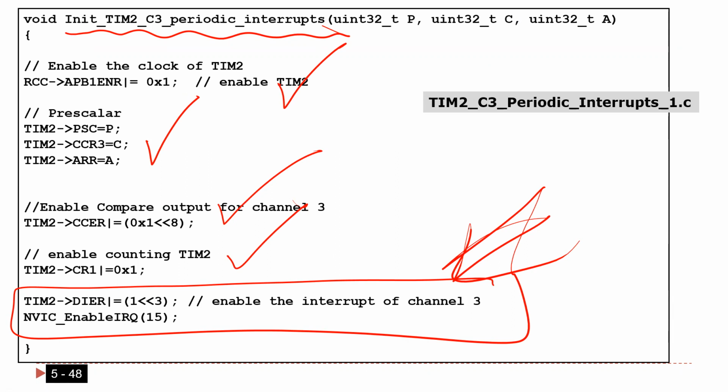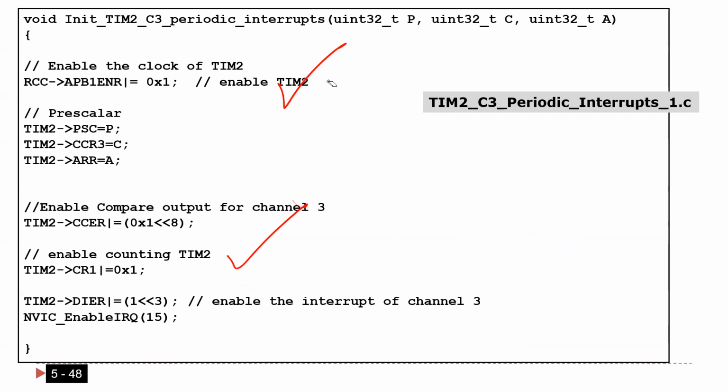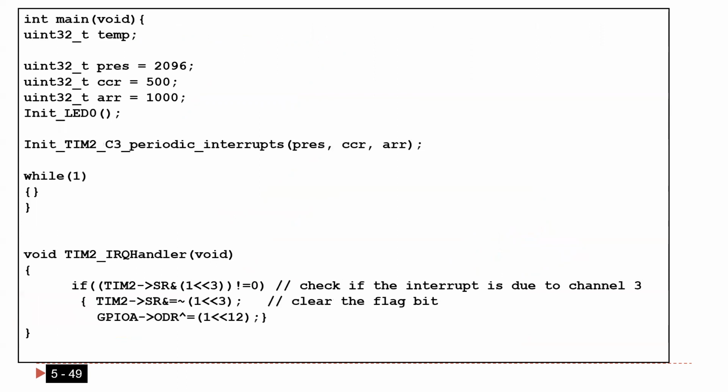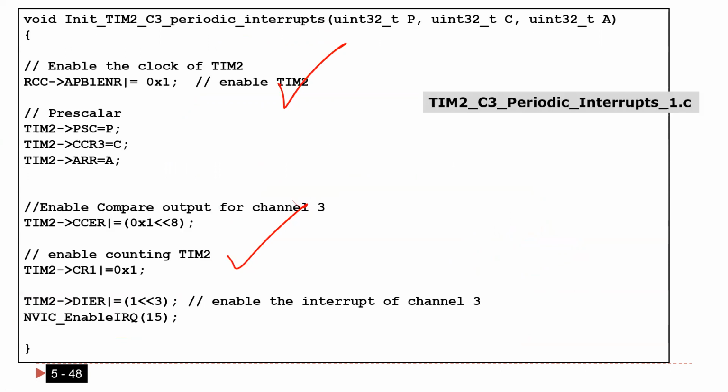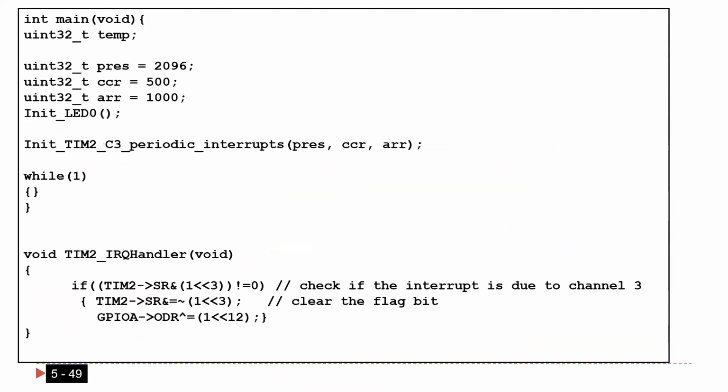In order to enable, you have to do 2 things: one at the NVIC and one at this one. I put 15 because this is the interrupt number, as we did before. That's the only modification I did on the previous program. After that, all you have to do is call this function. Once you call this function, you are going to have periodic interrupts. Every what? Every 1 plus ARR.